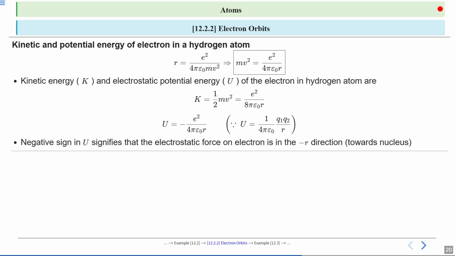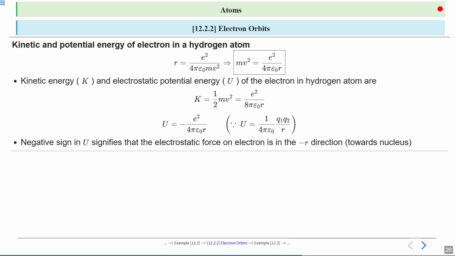So negative sign in the potential energy tells us that electrostatic force on the electron points towards the nucleus, or in the negative r direction. This means the electron is attracted to the nucleus. The energy would be needed to pull it away. Okay, so it is in the minus r direction. Minus r direction means towards the center, towards the nucleus.